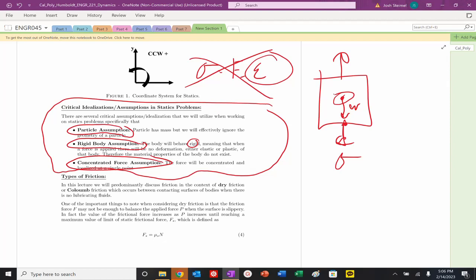So hopefully that's a little bit of a review of your statics courses, and now we're going to get into how we deal with friction, specifically dry friction, or Coulomb friction, and then we're going to start to attack some problems.